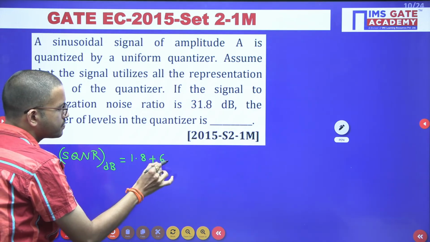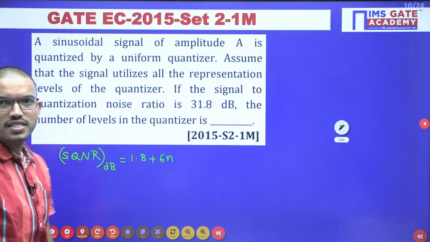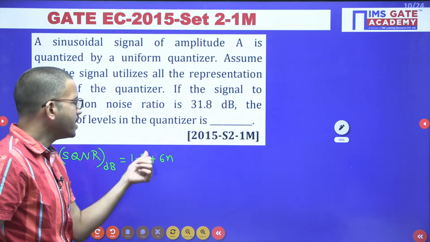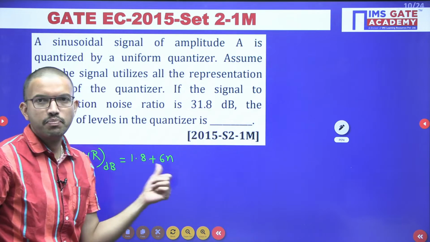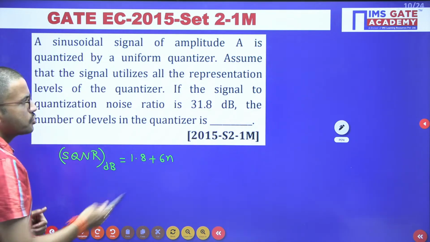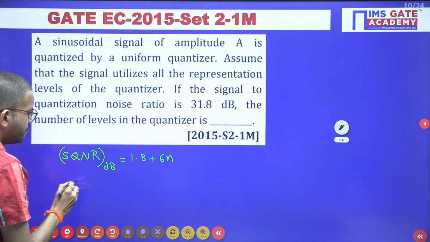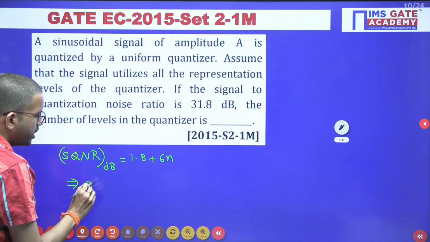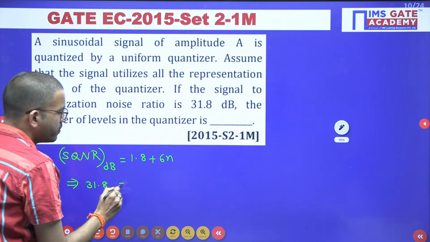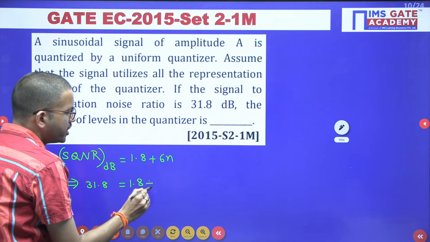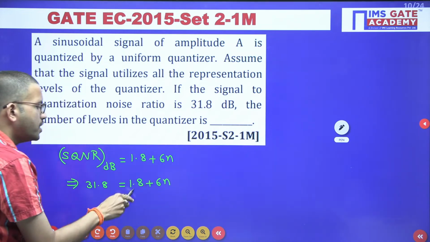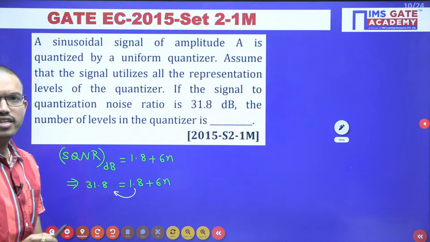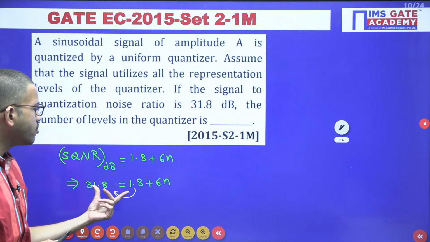1.76 plus 6n. So we can make it approximate like 1.8 plus 6n. Here they have given 31.8 decibels, which is equal to 1.8 plus 6n. So just bring 1.8 to the left hand side, it will become negative. So you have to separate these two numbers.